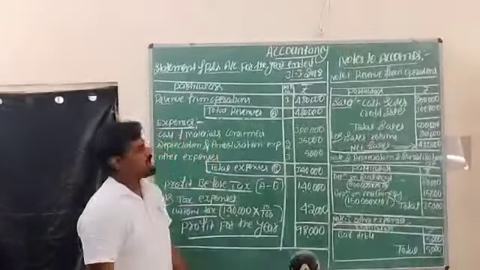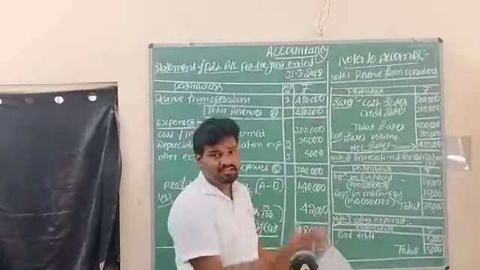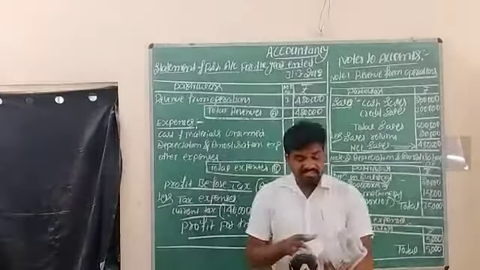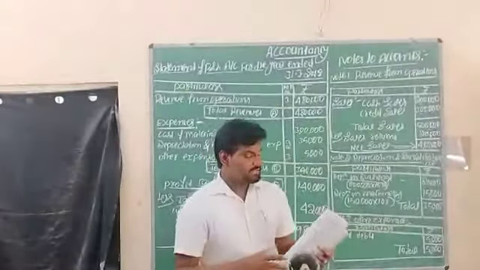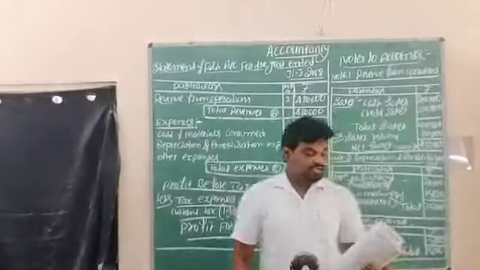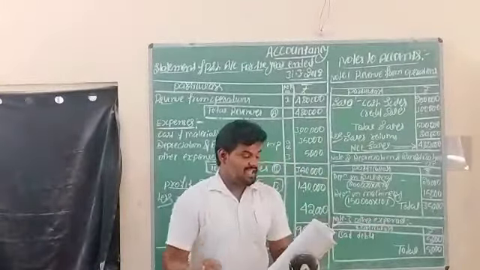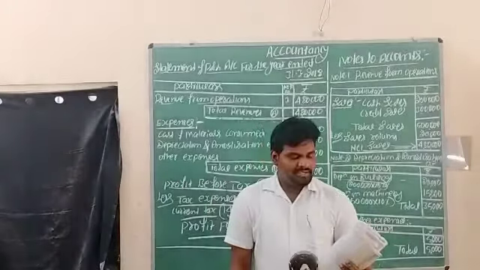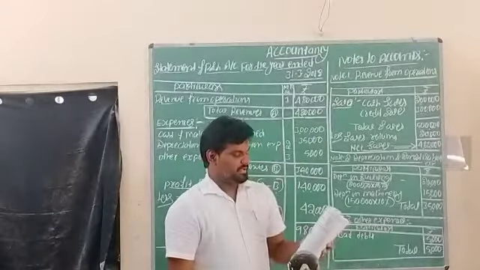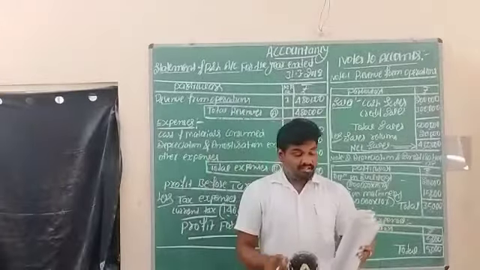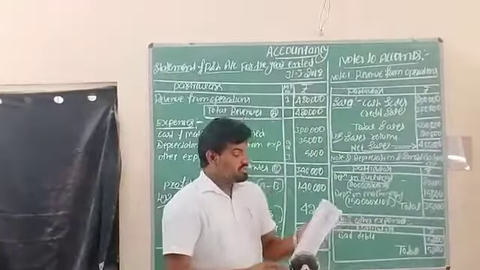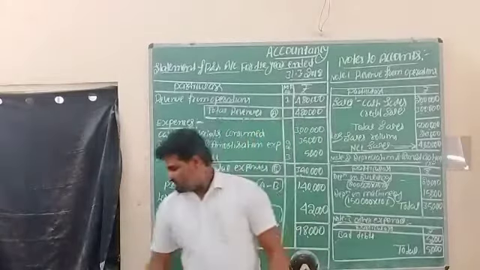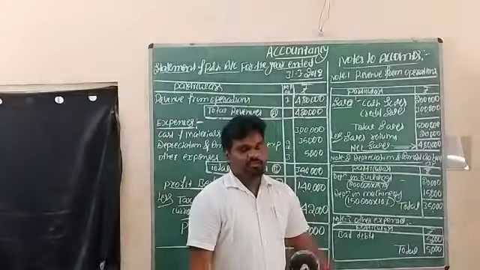For this preparation, they have given some information. Cash sales 2 lakhs, credit sales 3 lakhs, and sales returns 20,000. Cost of materials 3 lakhs, buildings 2 lakhs, machinery 1,50,000, bad debts 5,000, and tax 30%. The note says: charge depreciation on buildings and machinery at 10% each.